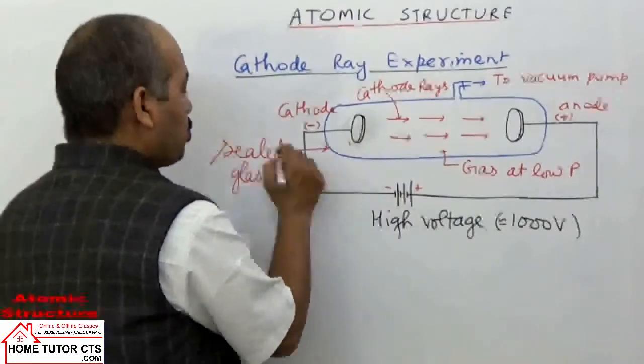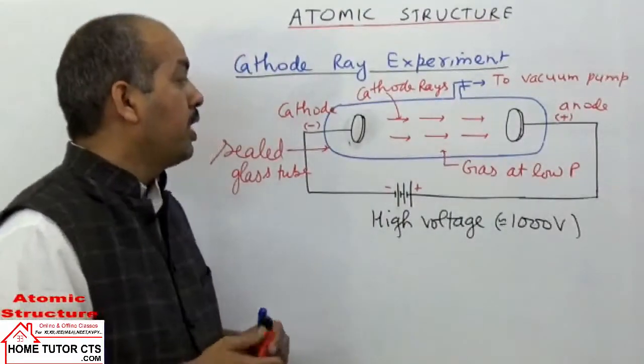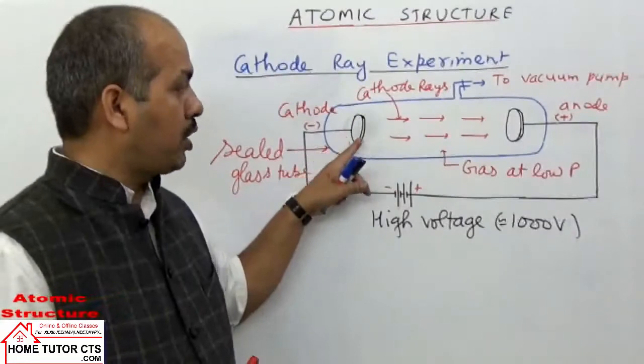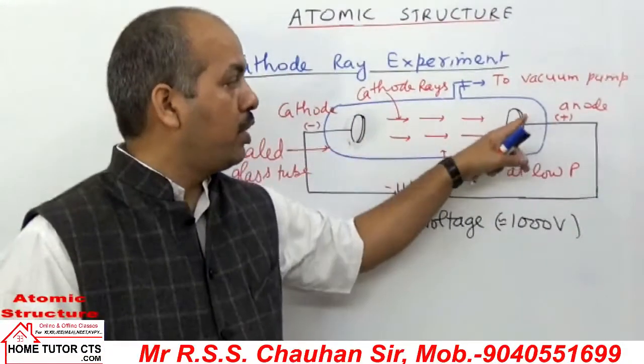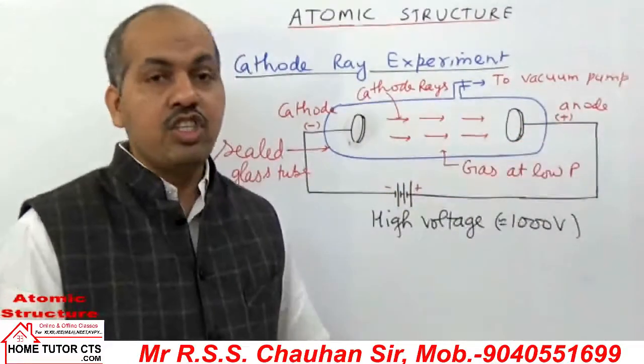Or also called discharge tube. And in this tube, they have two electrodes. One is called cathode, which is negatively charged. One is called anode, which is positively charged.